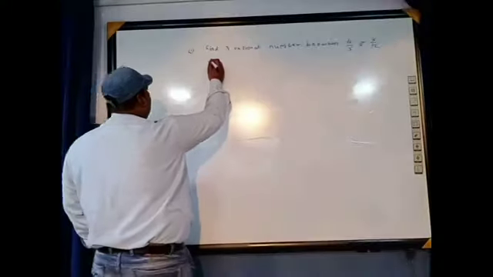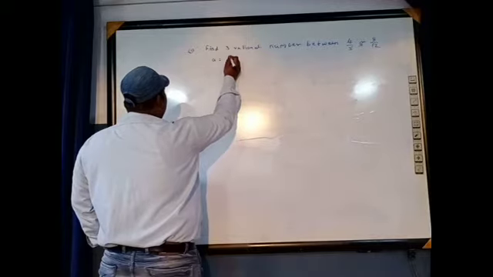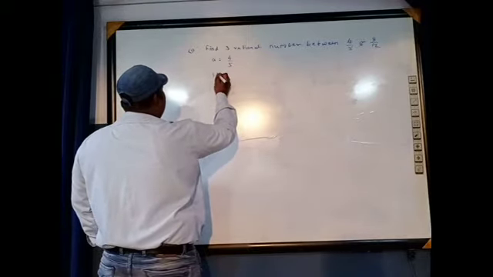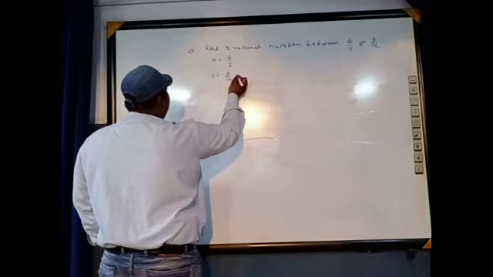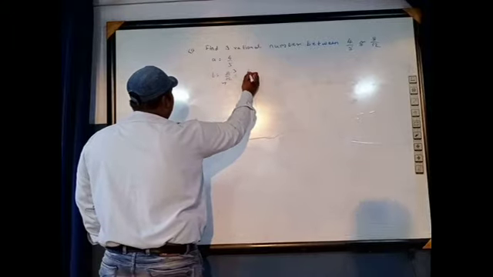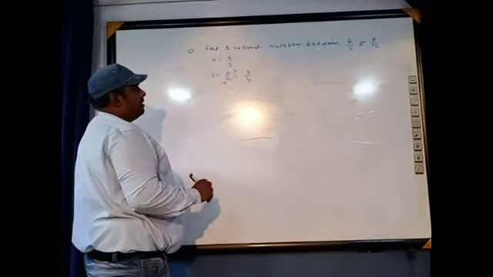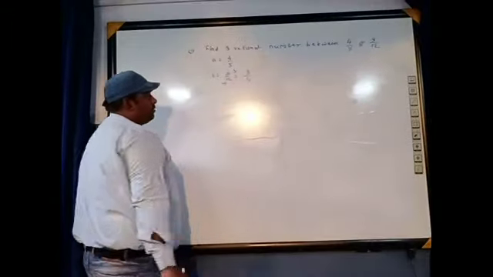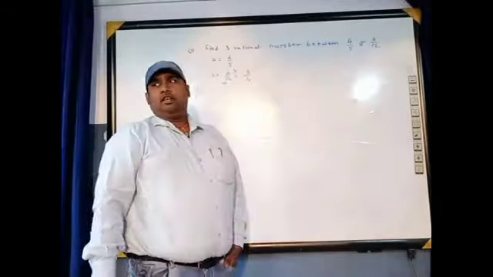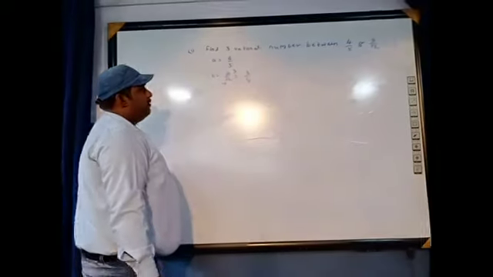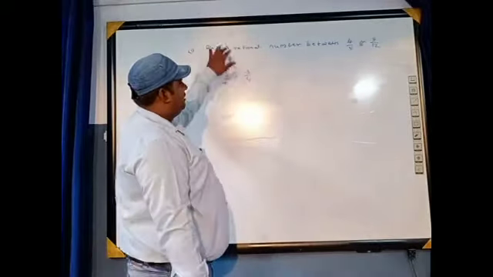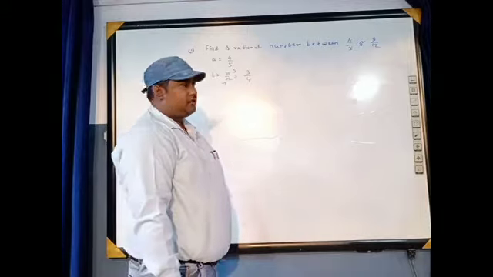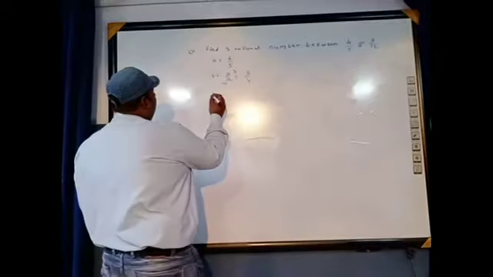Here student, suppose that A is 4 by 5 and B is 9 by 12. We will make it small, that will be 3 by 4. So 4 by 5 and 3 by 4, between these two rational numbers, you have to find three more rational numbers. Already we have discussed finding one or two rational numbers. Now here three rational numbers. How to find three rational numbers between two rational numbers?